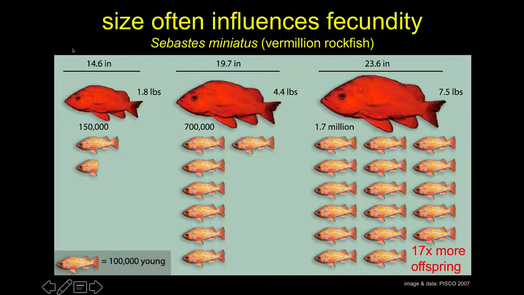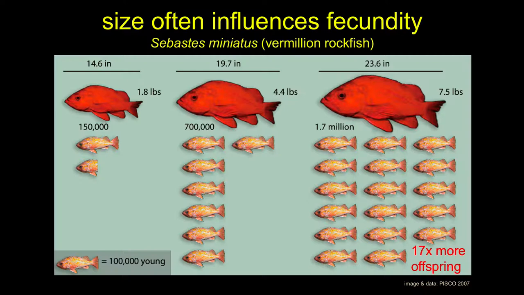So right here I'm showing you guys, the standard length of this fish is 14.6 inches. Okay, so this guy is 23.6. So this guy's not quite twice as big, right? So you might say, oh, this guy has twice as many eggs. No, this one produces 17 times as many babies, right? So it's an exponential, a logarithmic relationship. So a fish is not a fish is not a fish. Bigger fish, older fish, oftentimes have a disproportionate effect. They're contributing many more babies, much more offspring to the population.